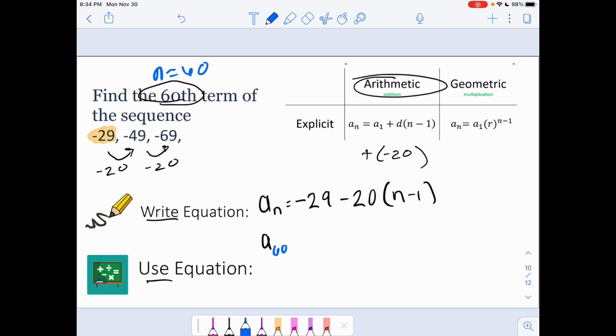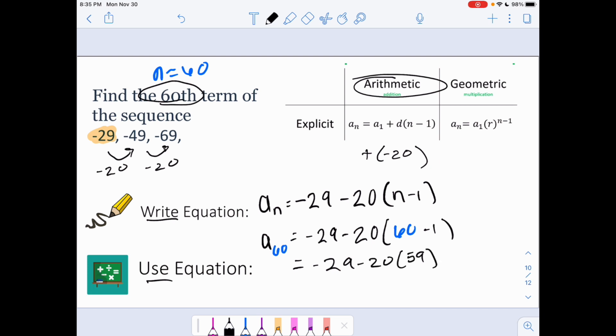A sub 60 equals -29 minus 20 times 60 minus 1. We simplify. And I see that my 60th number is negative 1,209. So A sub 60, my 60th number, is negative 1,209.